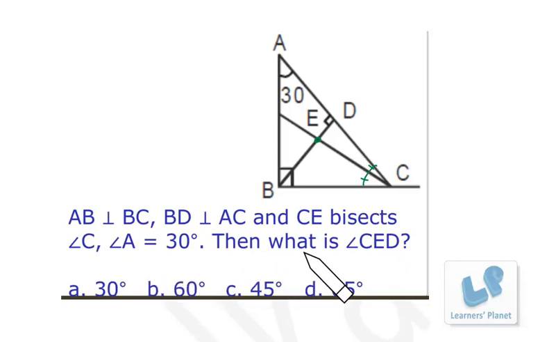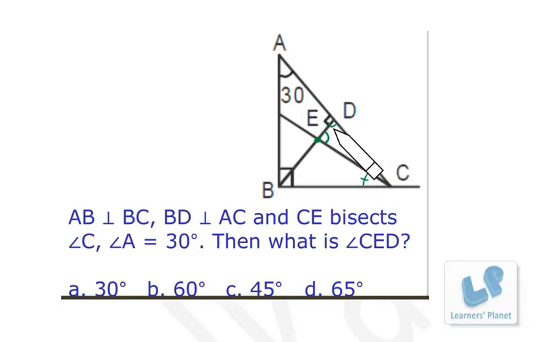Angle A is 30, then what is angle CED? CED, that means we have to find out this angle. Now you don't even need paper and pen to solve this problem. See, this is 90, this is 30, that means this entire angle is 60, right? So if this entire angle is 60, half of that will be 30. So this portion is 30.